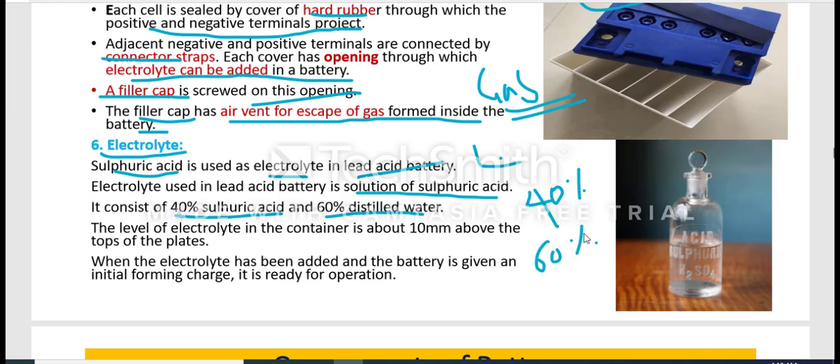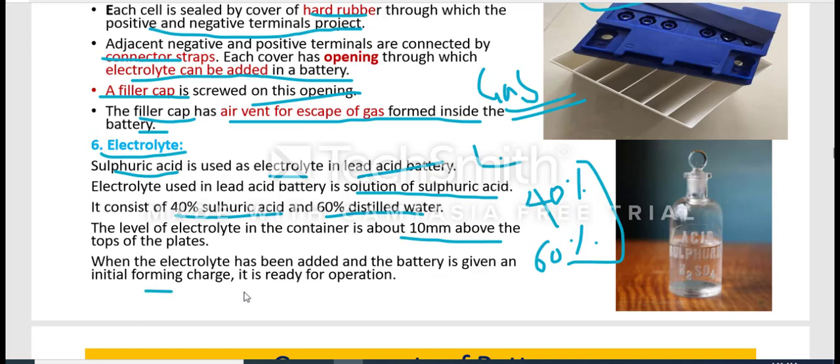This is a dilute solution which is used as an electrolyte in a lead acid battery. The level of electrolyte in the container is about 10 mm above the tops of the plates. Whatever positive and negative plates are there, the level of the electrolyte should be 10 mm above these plates. When the electrolyte has been added, the battery is given an initial forming charge.